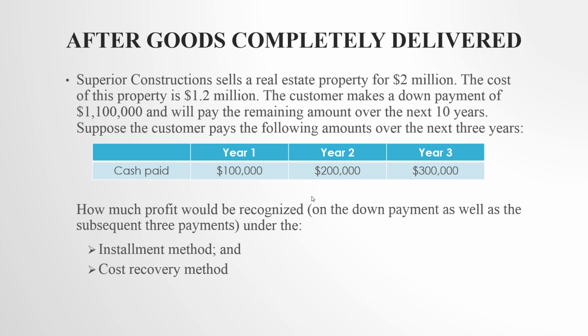Superior Construction sells a real estate property for $2 million. The cost of the property is $1.2 million. The customer makes a down payment of $1.1 million and will pay the remaining amount over the next 10 years. Suppose the customer pays the following amounts over the next 3 years: $100,000 in the first year, $200,000 in the second, and $300,000 in the third year. How much profit would be recognized on the down payment as well as the subsequent 3 payments under these two methods?